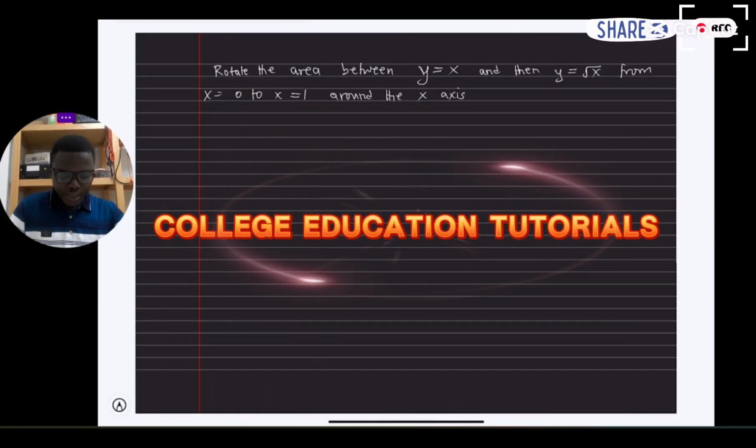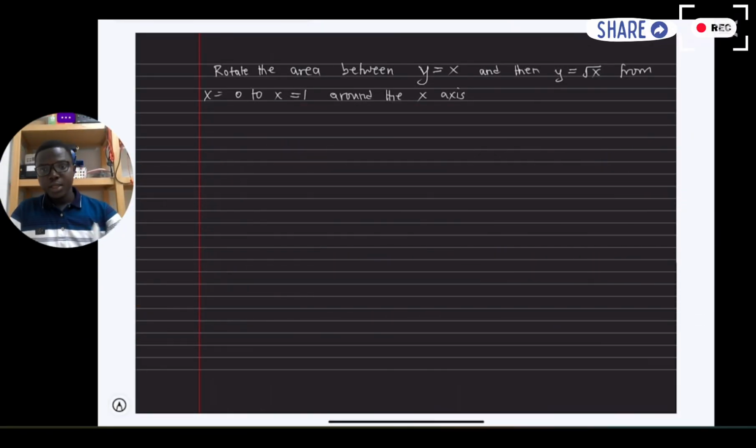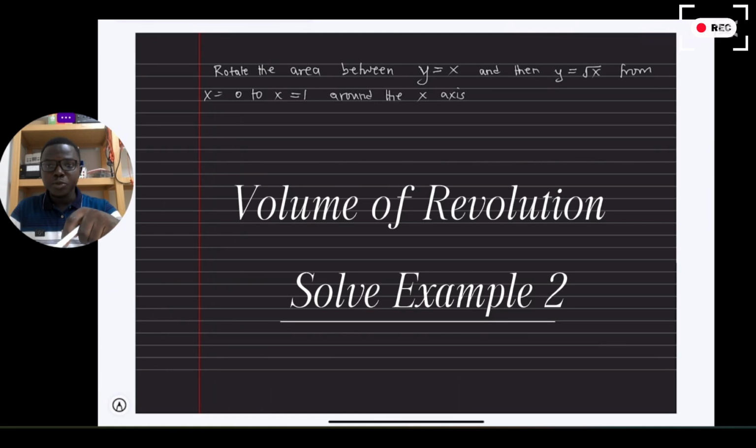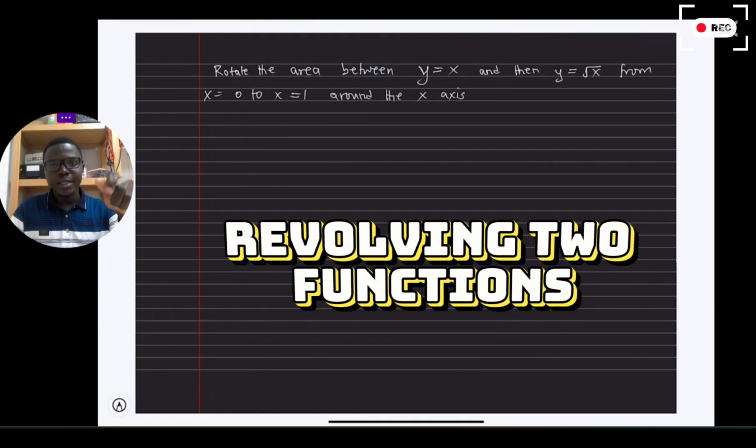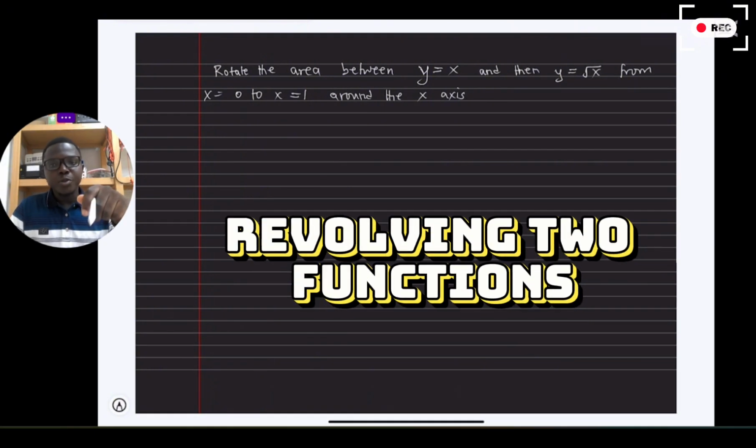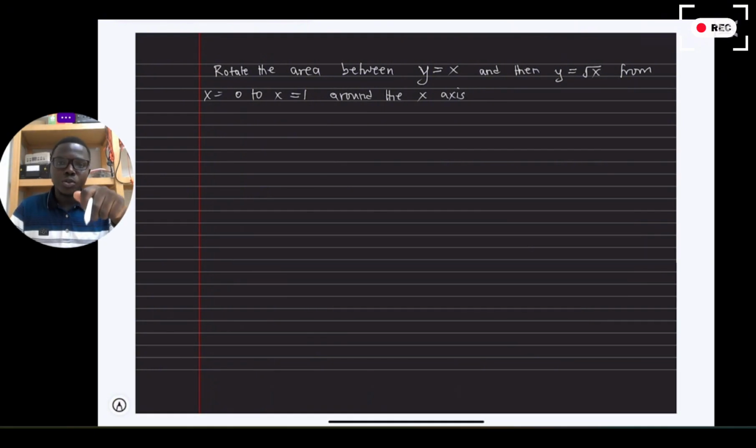So our next question is showing over there, and as you can see on the screen, it's: rotate the area between y equal to x and y equal to square root of x, from the boundaries x equal to 0 to x equal to 1, around the x-axis. In our previous question, we were rotating only one function, that is y equal to square root of x. But in this question, we are rotating two functions.